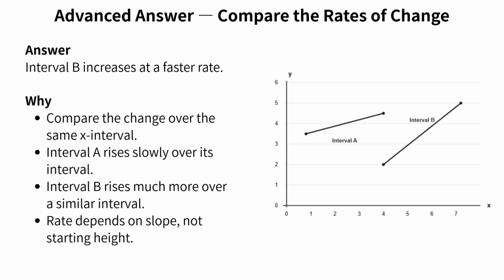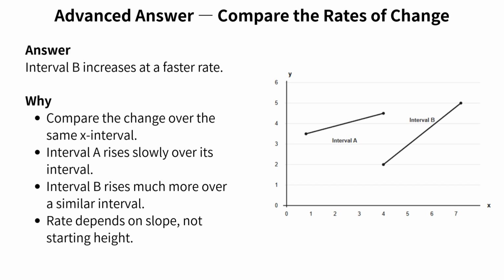Look at interval A first. As x increases, y goes up, but only by a small amount. The line is rising, but it does so gradually. Now look at interval B. It starts lower, but as x increases, y rises much more over a similar horizontal distance. That steeper rise tells you the rate of change is greater.